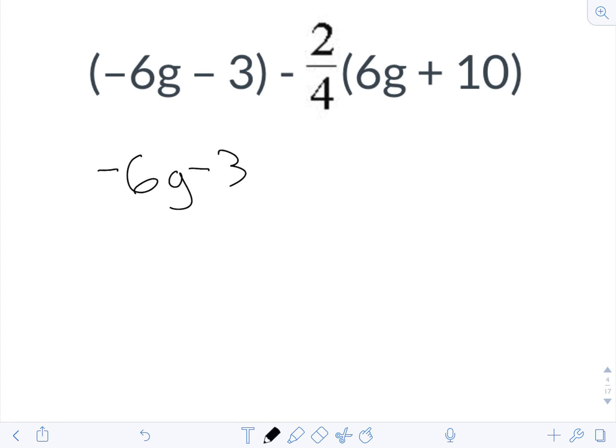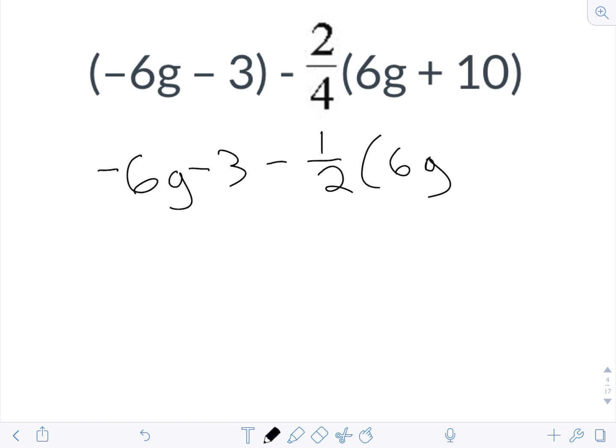Now, before you do anything, I know what you really want to do is distribute a negative 2/4 to all these things and get some fractions. What I would do is just take a breath and see that you can reduce 2/4. So let's do that. 2/4 can be reduced to 1/2.